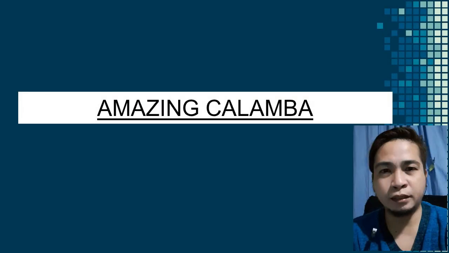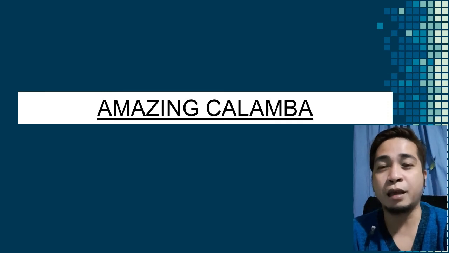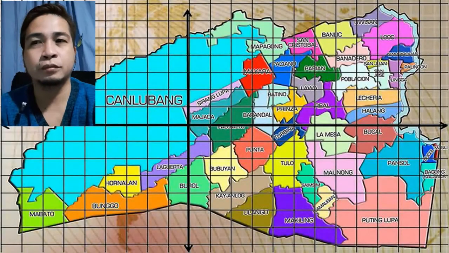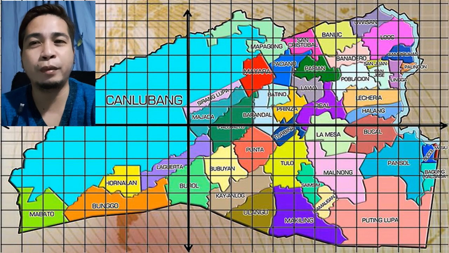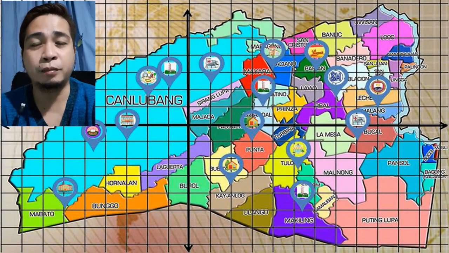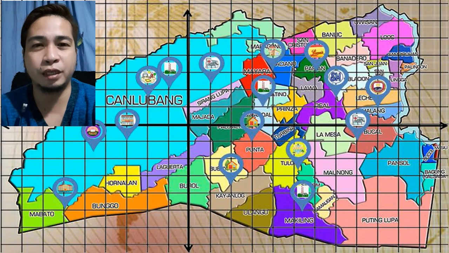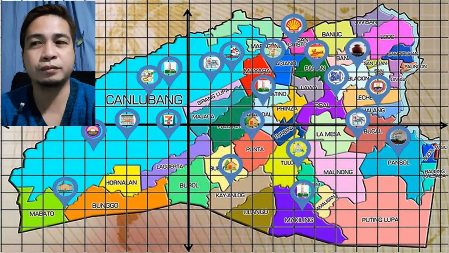The next activity will be asynchronous too, which is named Amazing Calamba. Have you gone to Calamba? Did you discover that there are many barangays in Calamba? As you can see in the map, I located some of the iconic locations in Calamba.